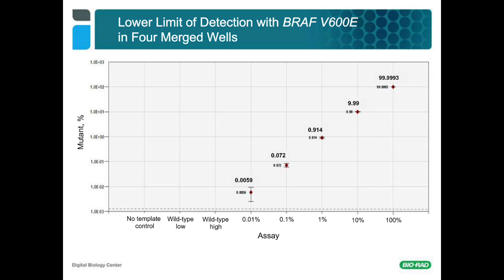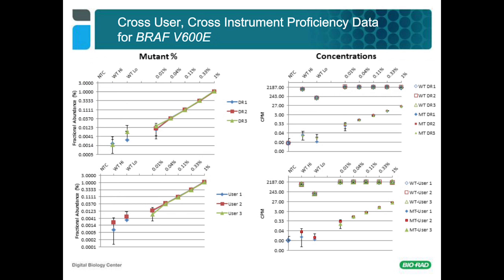In addition, one of the main strengths of ddPCR is the precision counting of input molecules, which means 3 users with 3 instruments and 2 different locations produced near identical results from 1% to 0.01% as shown here, both as a percentage mutant as well as an absolute concentration on the right side.